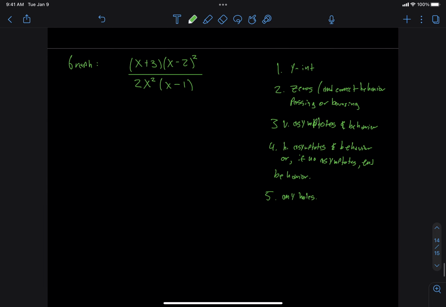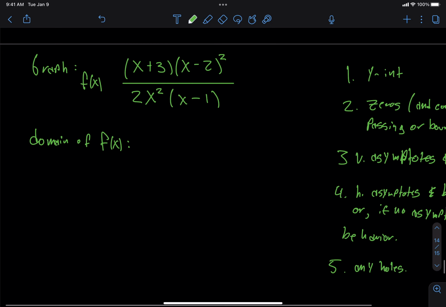So let's start with your question, which was about the domain of this function. So if this is f of x, let's talk about the domain of f of x. Well, the domain of any function is the set of inputs which are allowed to be plugged in. And there's a couple inputs which I can't do for this function.